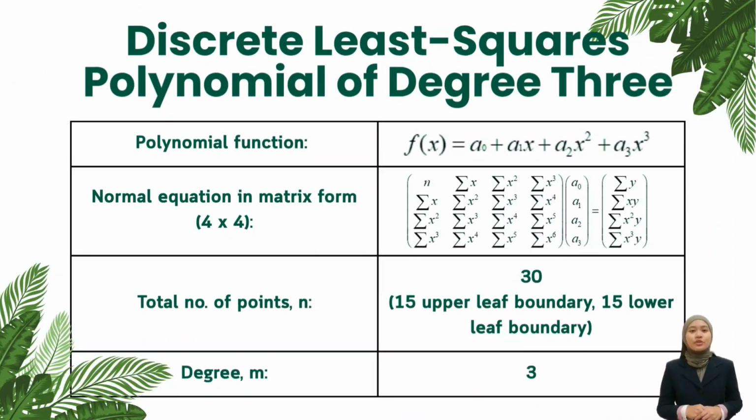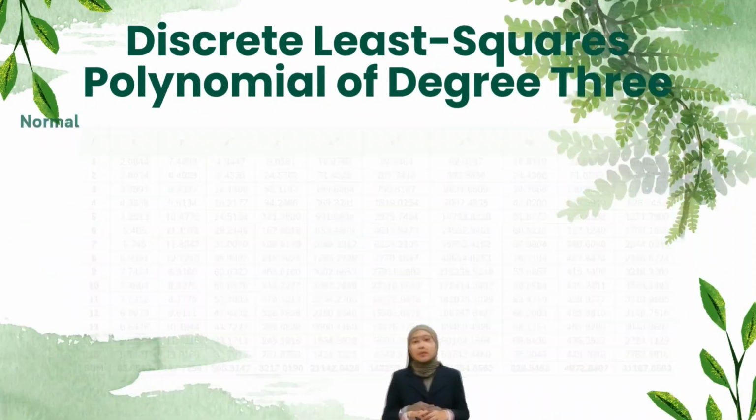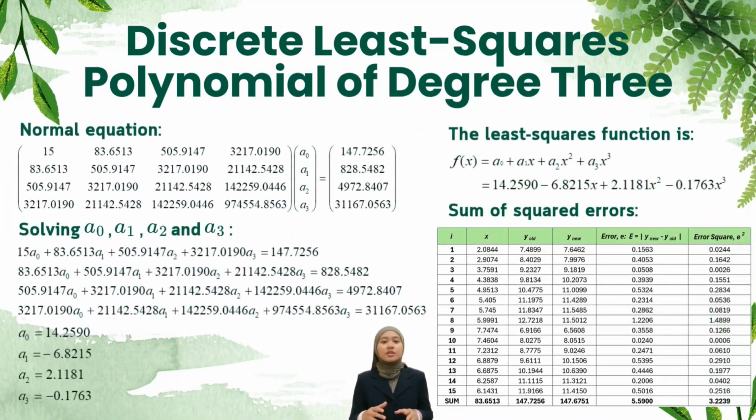To solve this, we use the function written and a 4 times 4 matrix from the normal equations across 30 total data points. Starting with the upper leaf boundary, we set up a 4 times 4 matrix to solve the normal equations. This yielded the coefficients A0 equals 14.2590, A1 equals negative 6.8215, A2 equals 2.1181, and A3 equals negative 0.1763. When evaluating the fit against our original data, the total sum of squared errors for this upper curve comes out to 3.2239.